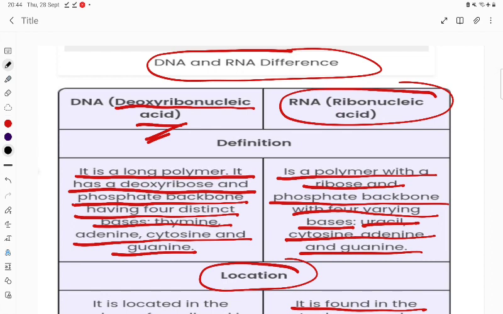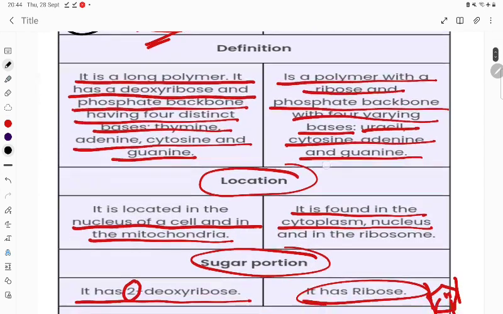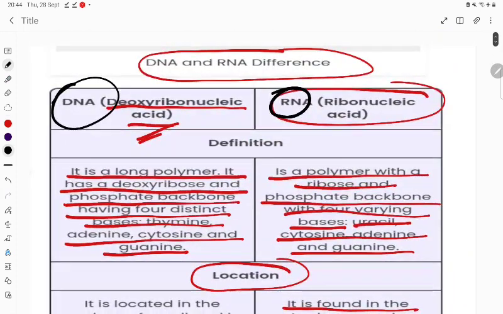That DNA is what, deoxyribonucleic acid. There is the lack of oxygen on the second carbon, while it is the ribonucleic acid. Okay student, so this is all about the answer. Thank you.